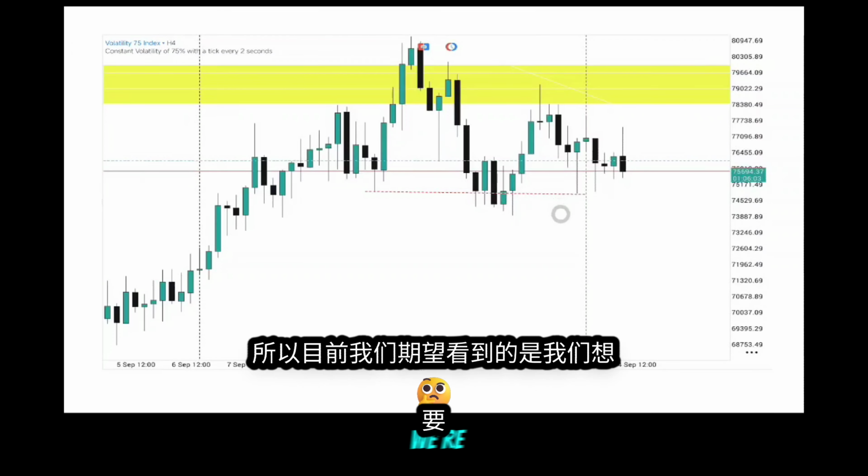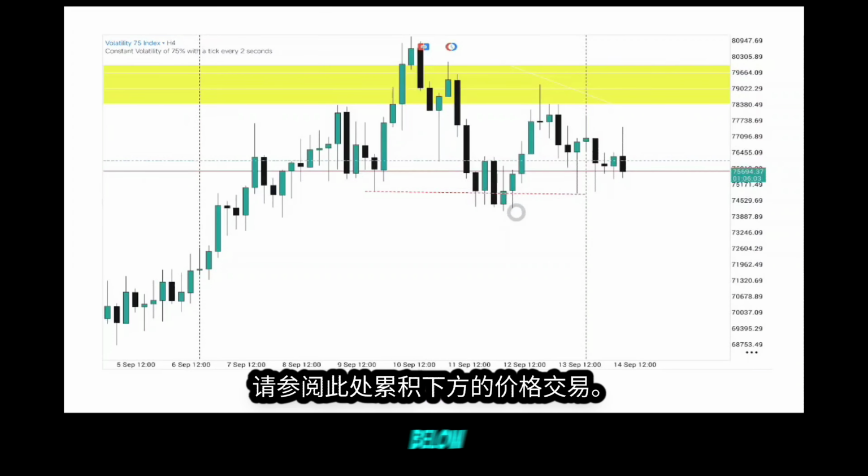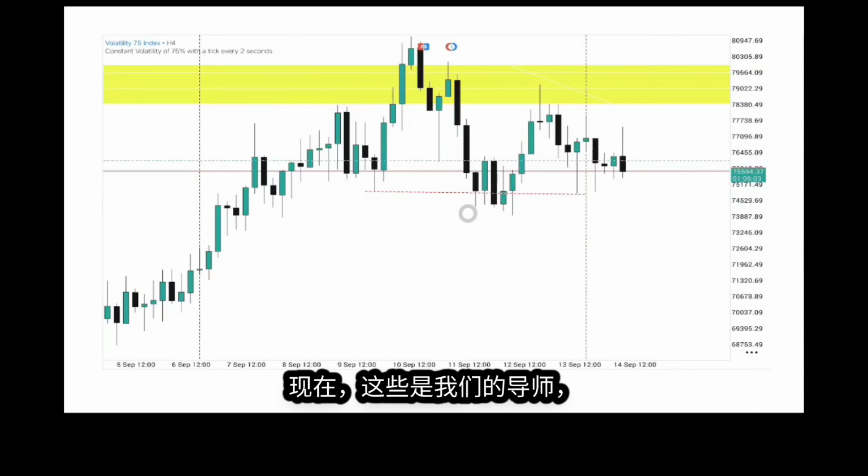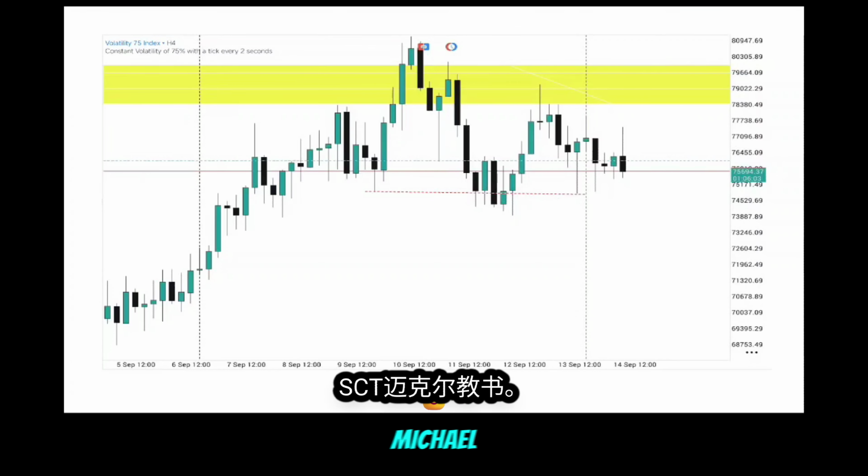So currently what we're expecting to see is price trade below this accumulation right in here. We want to see price trade below this accumulation right in here. Now these are some of the things that our mentor ICT Michael teaches.